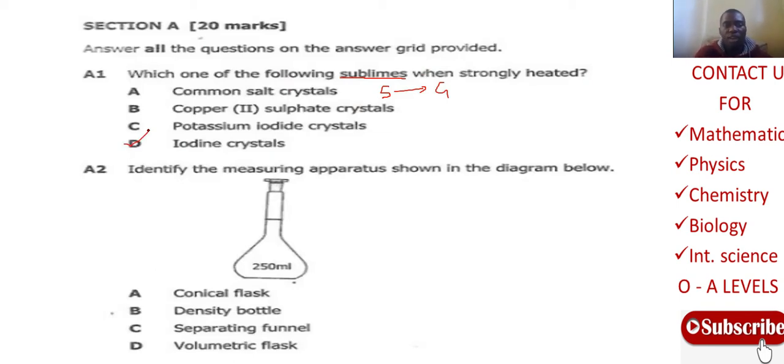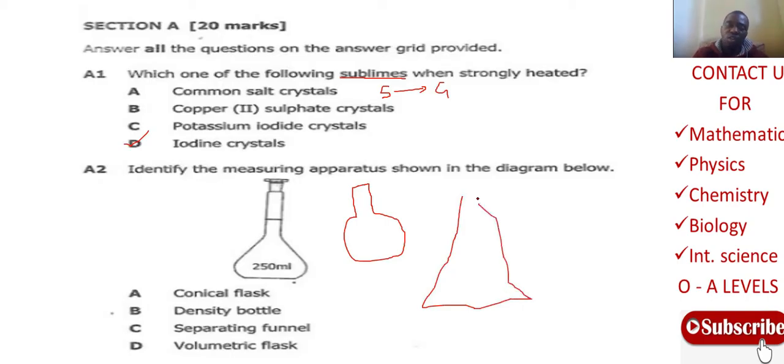Question 2. Identify the measuring apparatus shown in the diagram below. In the diagram below, we have what is known as a conical flask. Now, a conical flask is in the family of apparatus called volumetric flasks. There are 3 in this family. We've got the conical flask. We also have what we call the round bottomed flask. Like the name, it looks round like that. Then we also have what we call the flat bottomed flask, which will definitely look something like this.